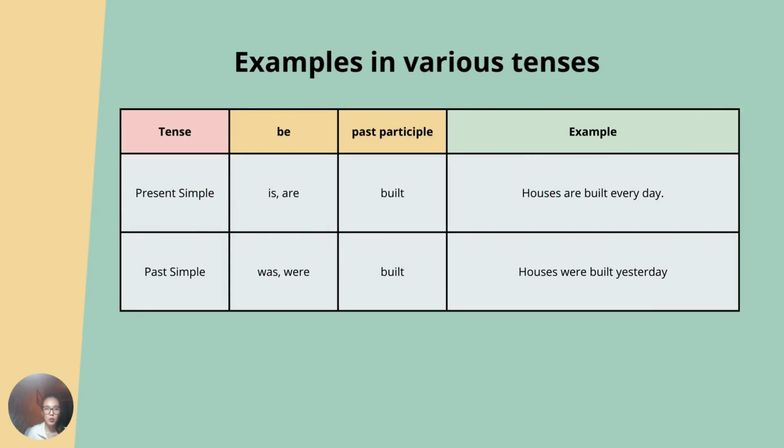Now you see the example in various tenses. The tenses are present simple and past simple. How is it formed? First of all, it is formed by the to be verb with the past participle. In present simple, to be will be is and are, and in past simple it will be was and were. Past participle of the verb build is built. Of course, if we have regular verbs, for example, play, we just add ed. For example, played.